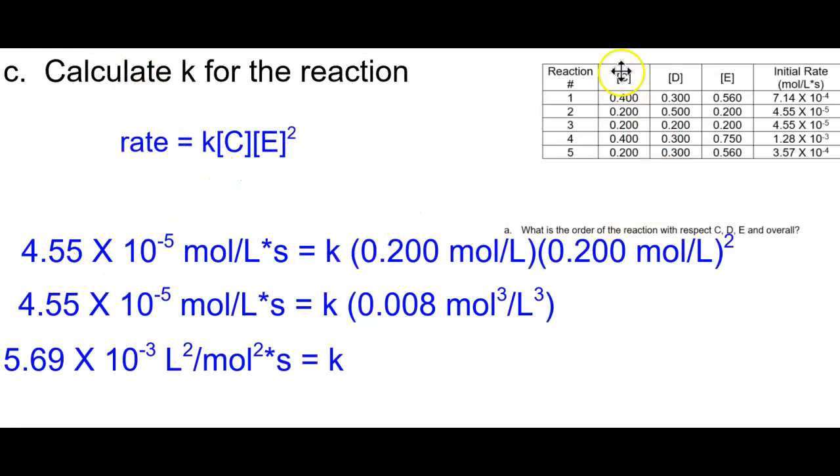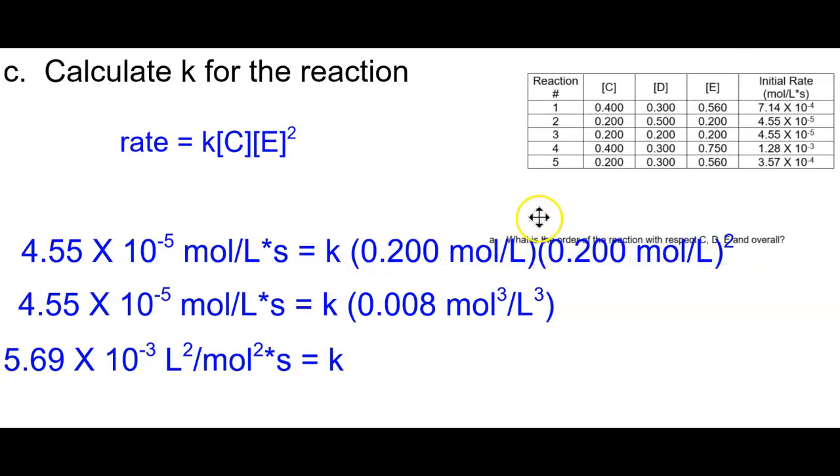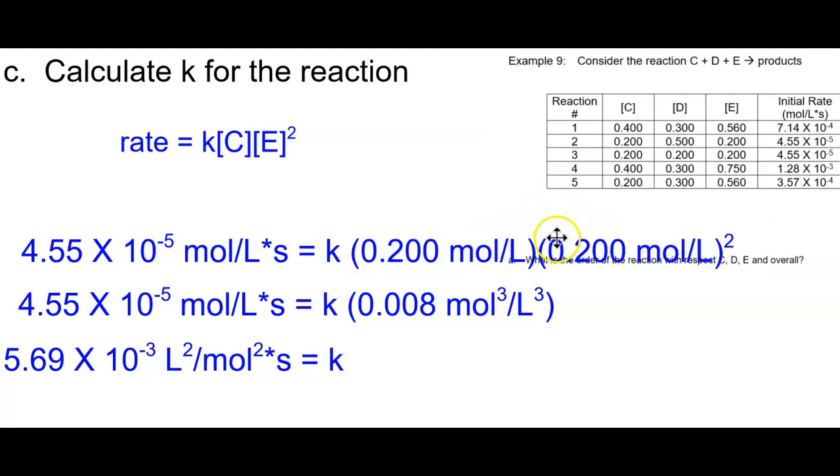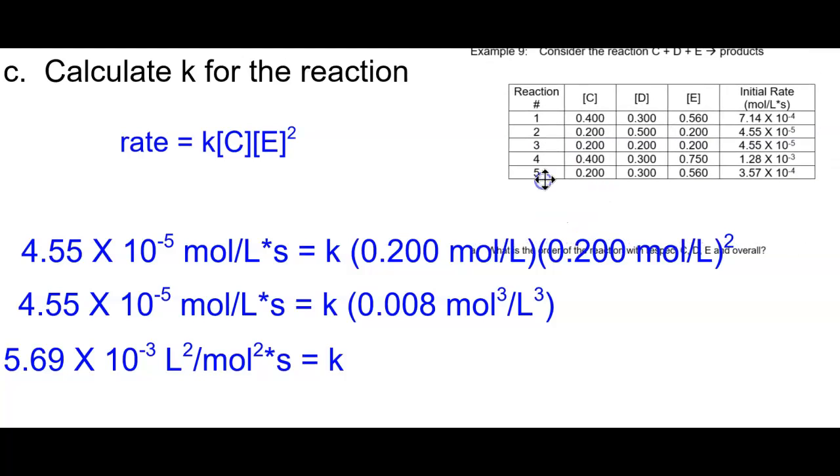I've already done that there. I'm going to pick any one of my experiments. It doesn't matter which one, but any one of my experiments. For this one I believe I picked 2, yes. So I'm going to plug in the experimental data for experiment 2. Again, you could pick 1, 2, 3, 4, or 5. You should have nearly the same value of k. And I plugged in rate equals k, C, E squared. So here's my rate for experiment 2.